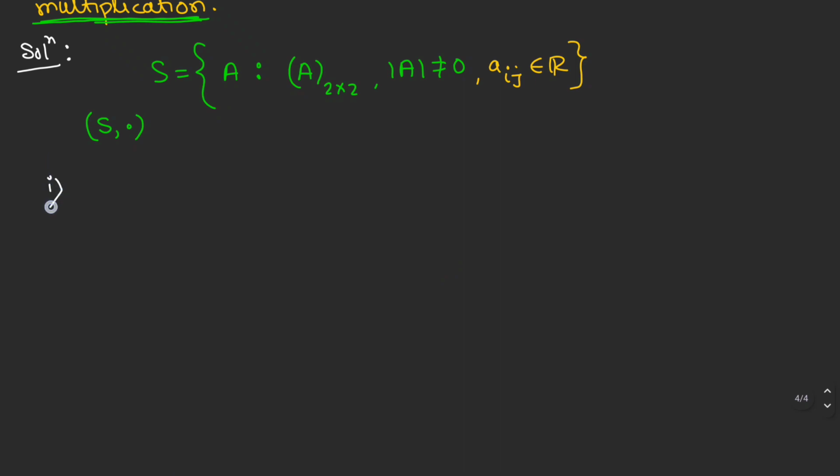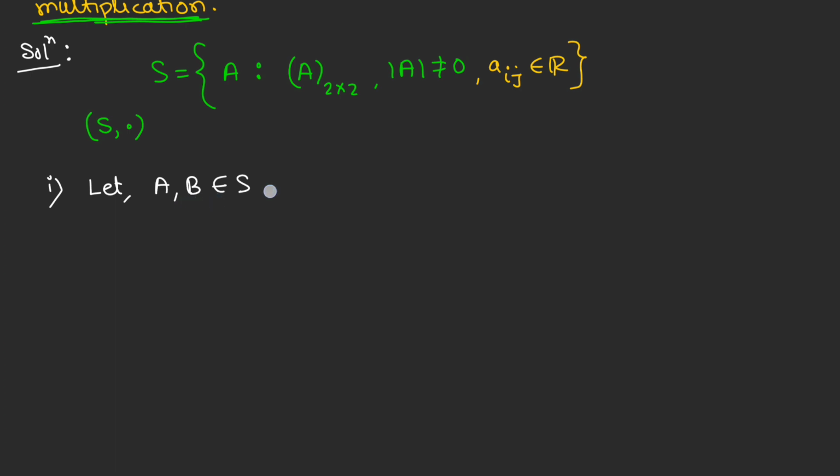Number one, we have to show that it is closed under matrix multiplication. So we have to choose any two arbitrary elements from the set S. So let A comma B belong to S. That means A is a 2 by 2 matrix and determinant of A is not equal to 0. Yes or no? Because it is from the set S. Similarly, B is a 2 by 2 matrix and determinant of B is not equal to 0.